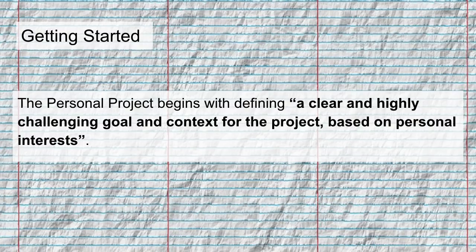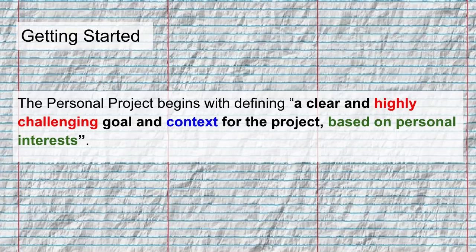And this is where we start looking at having a clear goal. So this is the IB language from the rubric. For top marks, you want to have a clear and highly challenging goal and context, and of course we mean global context, for the project, and it needs to be based on personal interests.